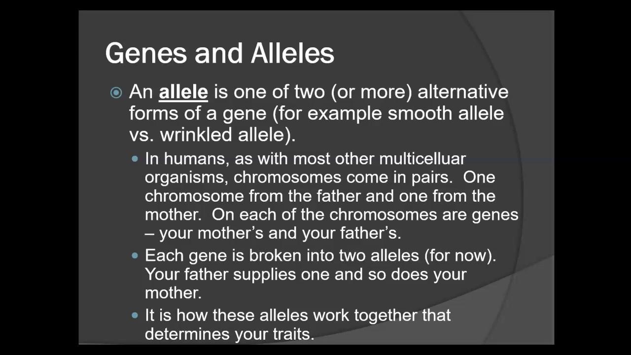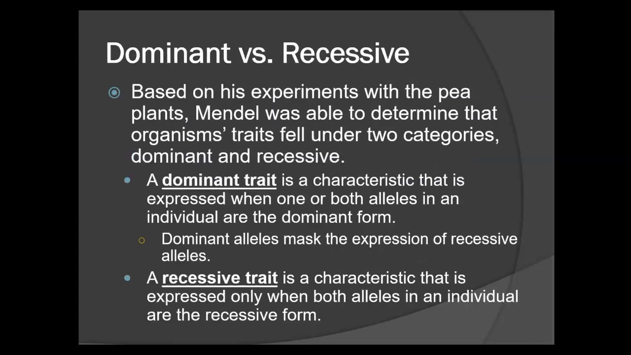If you have two of the same allele coming together, then you're going to end up with a particular trait. If you have two different alleles, you may or may not end up with a particular trait, depending on how things work out. We'll explain that and get into it in a little bit here.